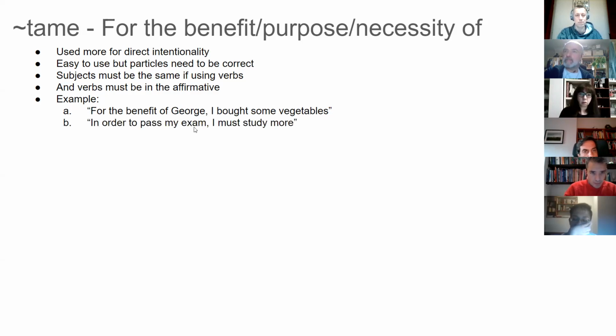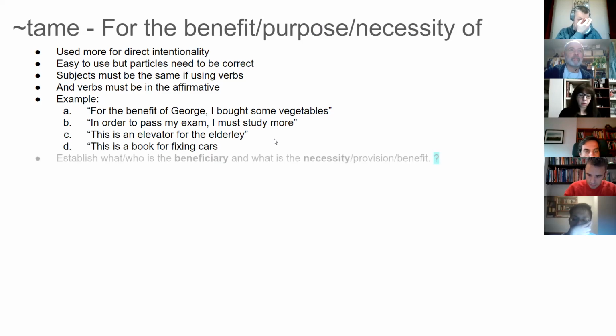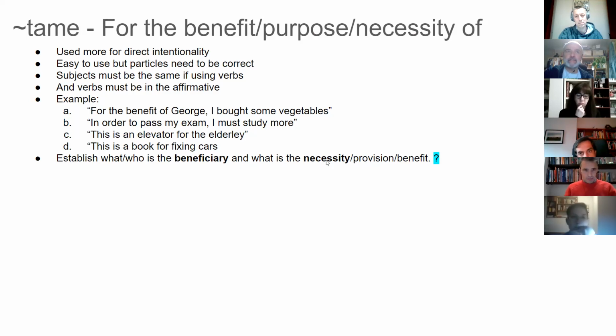In order to pass my exams, I must study more. This is an elevator for the elderly. And this is a book for fixing cars. So these are all four slightly different sentences, and you'll see shortly why I put them up. In each case, we need to establish who is the beneficiary, who's getting the benefit, and then what is the necessity or the provision that's being given. So I've categorized these into beneficiary and necessity.